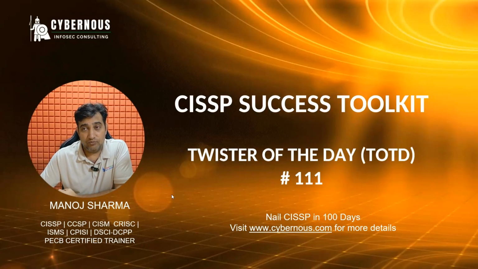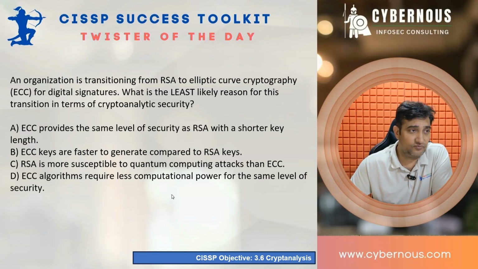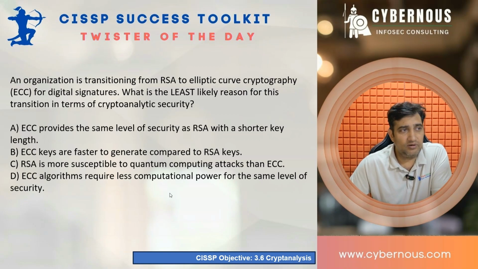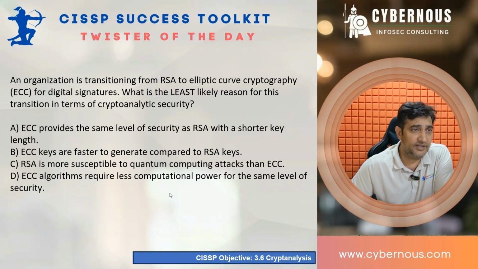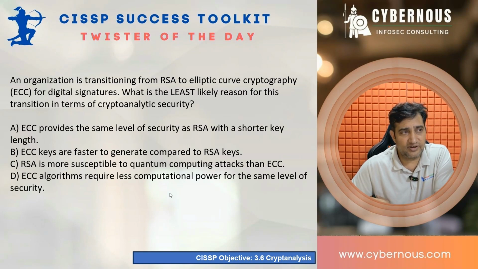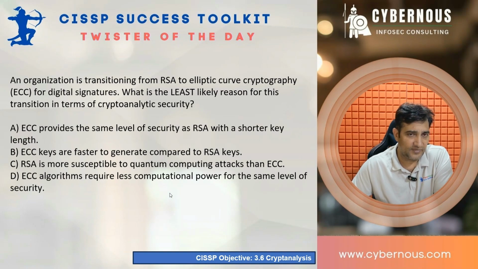Today I am going to have a very interesting question for you, and that is on your screens right now. An organization is transitioning from RSA to elliptical curve cryptography, called ECC, for digital signatures. What is the least likely reason for this transition in terms of cryptanalytic security?